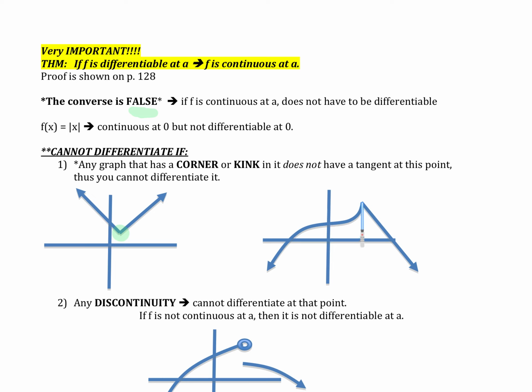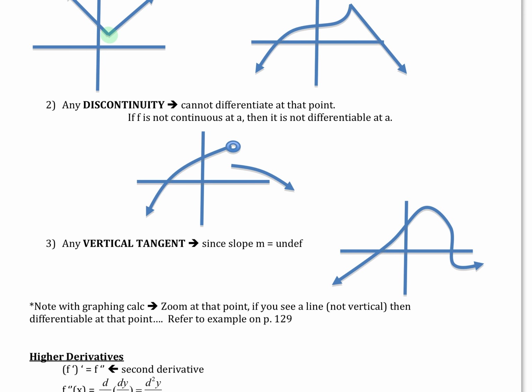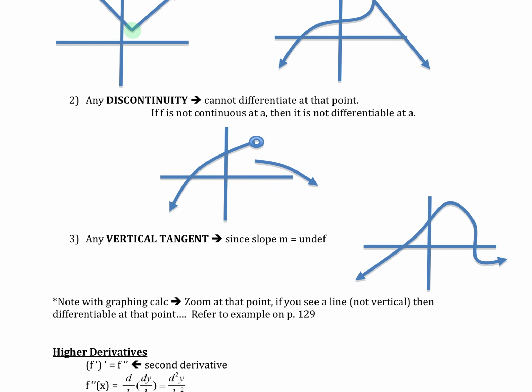Here's another example of a kink. There's a kink right there. I can't take a derivative. Another situation, a discontinuity. I cannot take the derivative at a discontinuity. So in this example, here I have a discontinuity. I don't know where the tangent is. Is it here? Is it there? I can't do a tangent line because remember, the derivative is the slope of the tangent line. If I can't get the slope of the tangent line, I can't get the derivative. So anything that has a discontinuity, that means there is no derivative there.